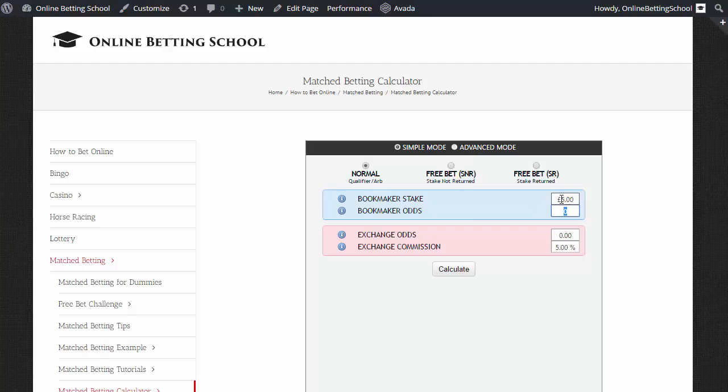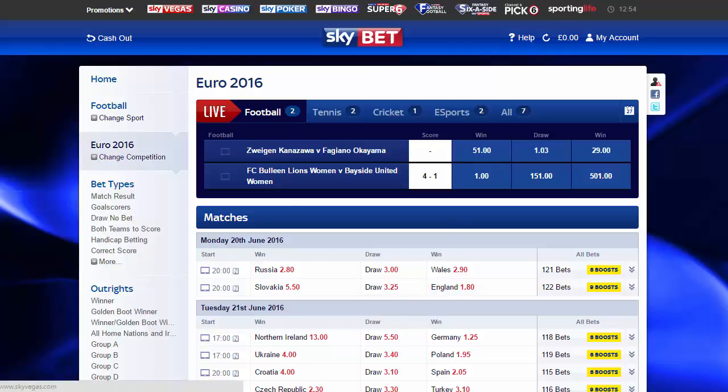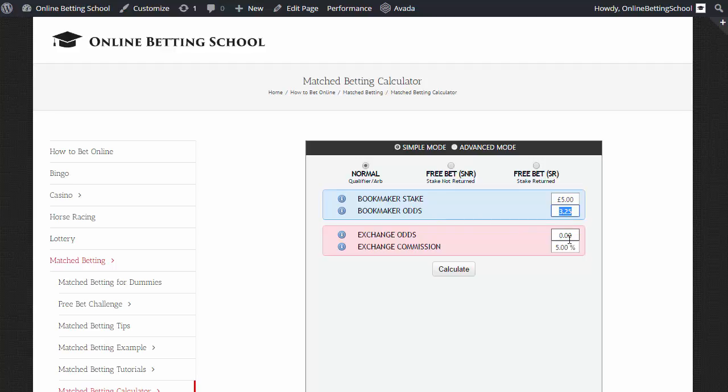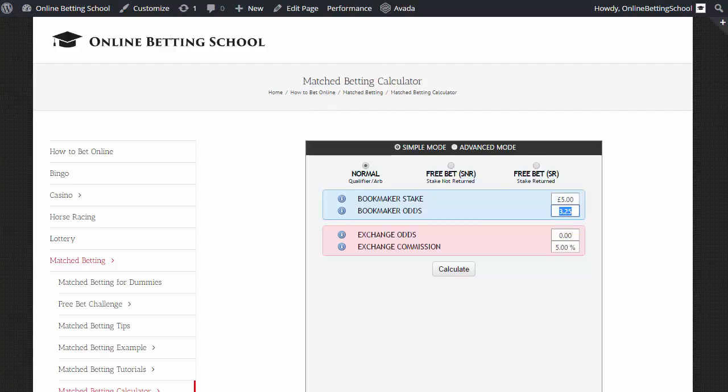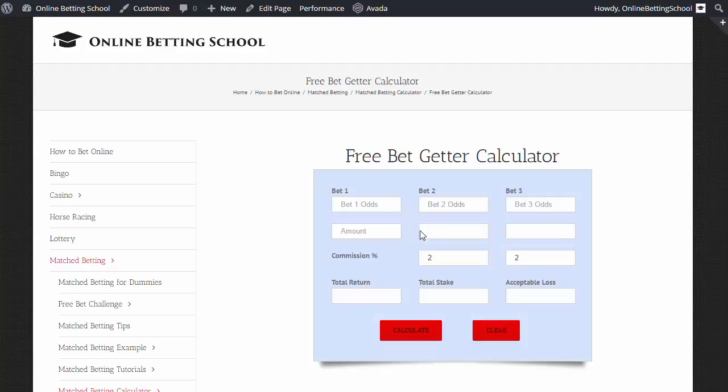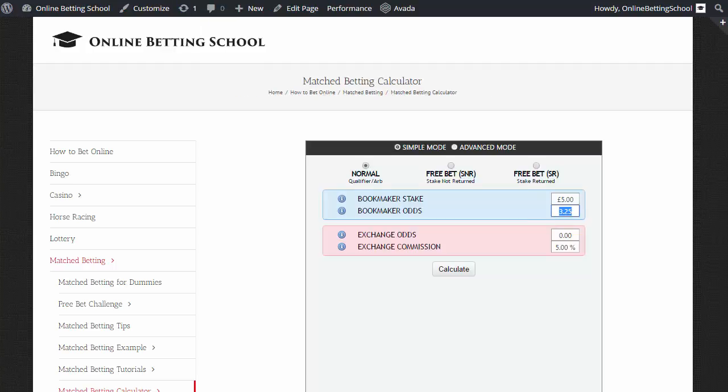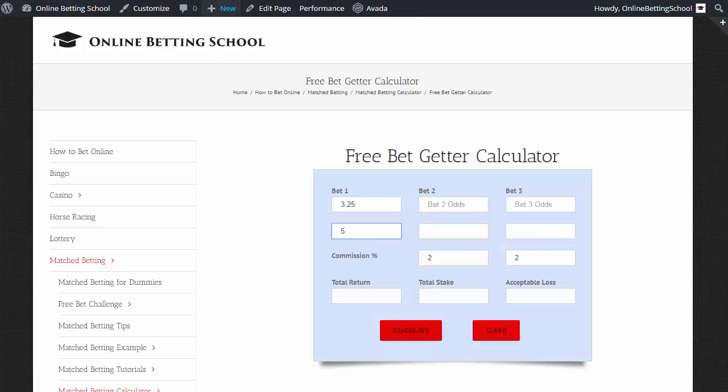So we'll bet 3.25, the bookmaker odds there, and then you want to find the lay odds. Now you lay something to say that it's not going to happen. And here at Online Betting School, we actually have a stepping stone to this. So I'll just do this free bet getter calculator at the same time to show you how backing and laying works in a different way that you probably haven't seen it explained before. So here we have bet 1 odds are 3.25, and we're going to bet £5 on this.